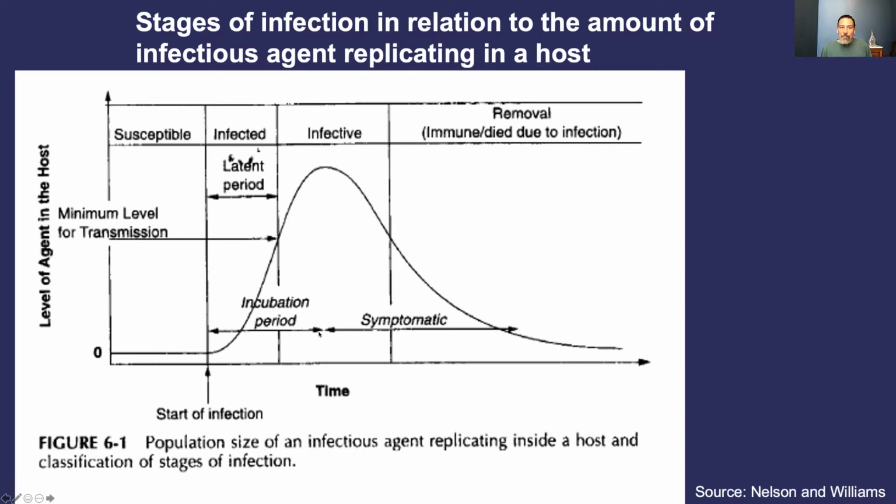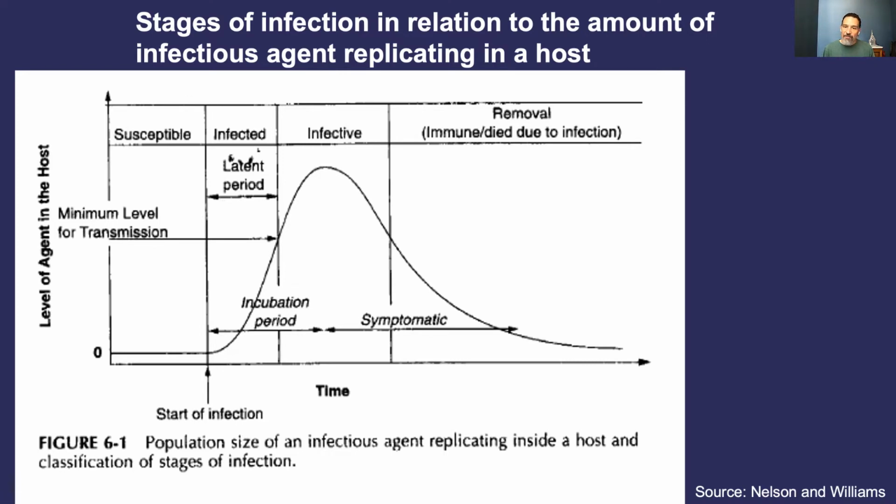And also, people are not always infectious after they are infected. It can take some time after the infection for the amount of agent to be high enough to cause infection in another susceptible host. So you see this period here. They are not infectious here, but when it reaches a minimum level for transmission, they become infectious. And that time period between when someone is infected and when they become infectious or infective is called the latent period. Depending on the agent, those infected can be infectious before, during, or after they develop symptoms.